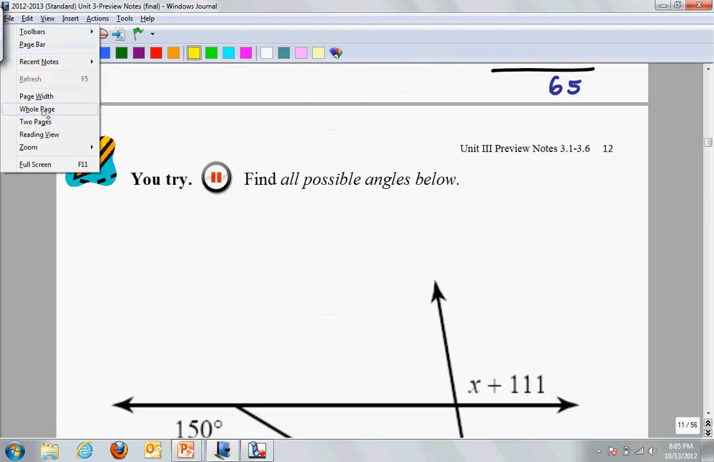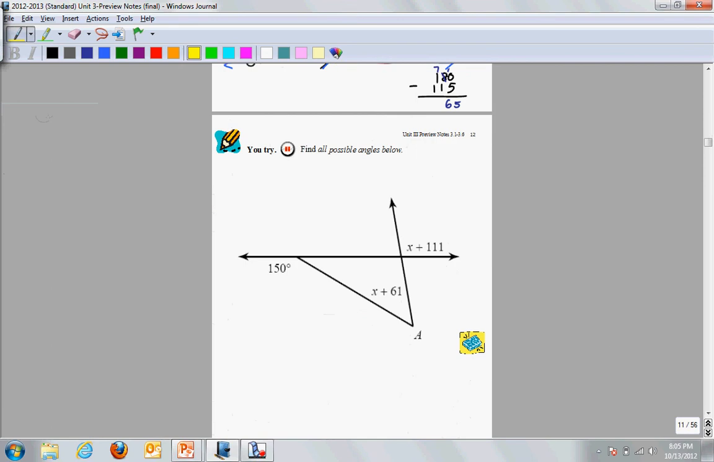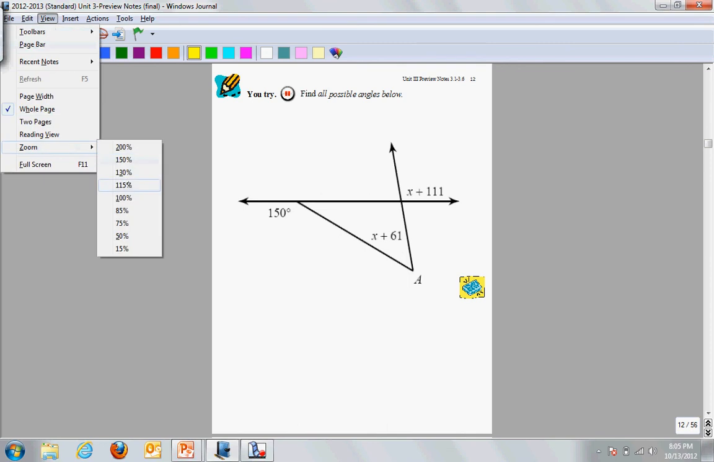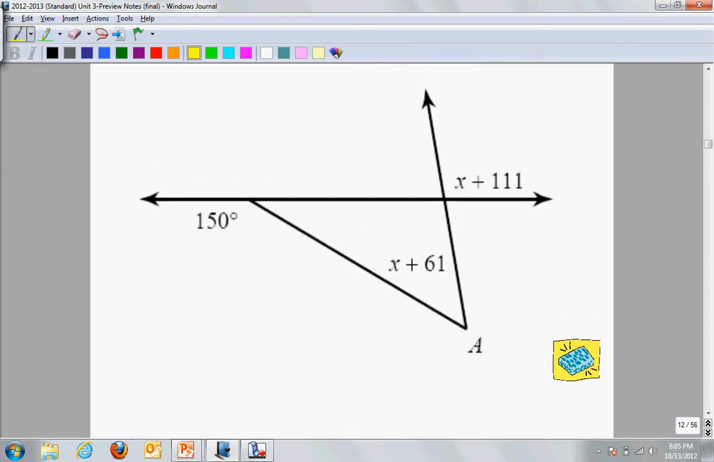With this information, I'd like you to take a shot at this page completely on your own. Pause the video, complete this, and then come back. Welcome back. Let's see how you did here.